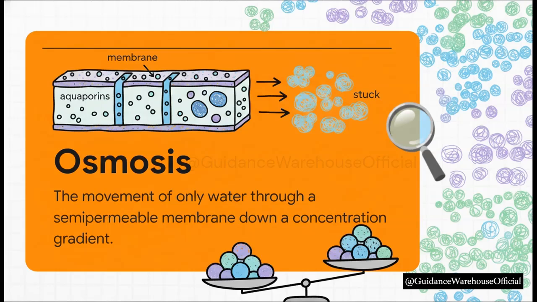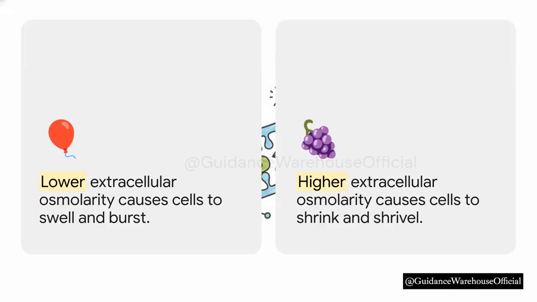Osmosis is the movement of only water through a semi-permeable membrane. The water moves from where it's highly concentrated to where there's less water, which is usually the side packed with solutes. It rushes through these special channel proteins called aquaporins just to balance the scales. And this brings us right back to our opening medical mystery.